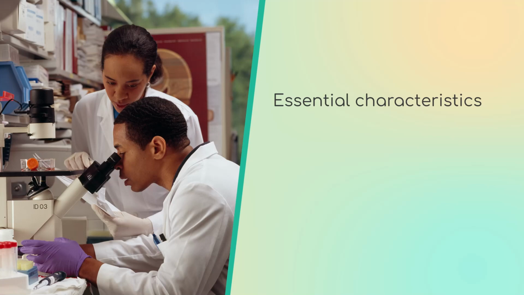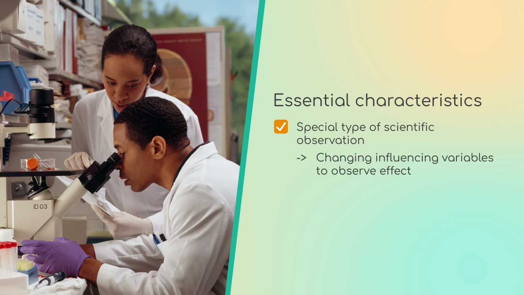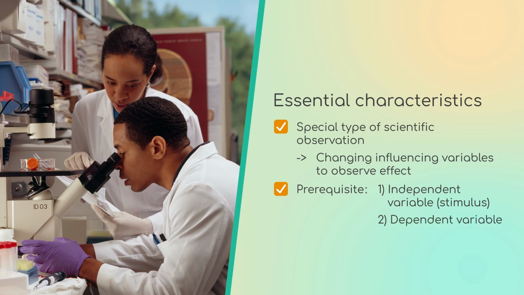A scientific experiment is a special type of scientific observation. Unlike non-experimental observations, experimental observations involve changing influencing variables under controlled conditions and thus actively intervening in the research situation. The prerequisite for an experiment is the presence of at least 2 observable factors, so-called variables, an independent variable that is arbitrarily modified to test its effect, and a dependent variable that is deliberately influenced.